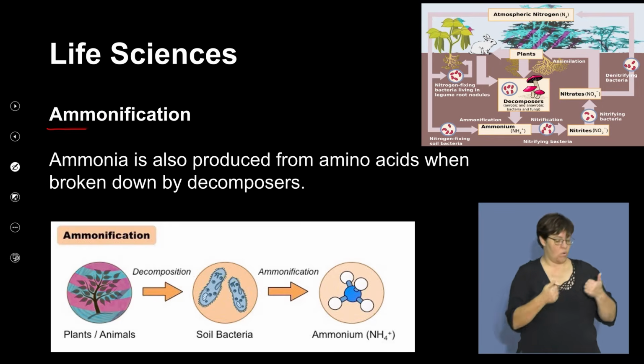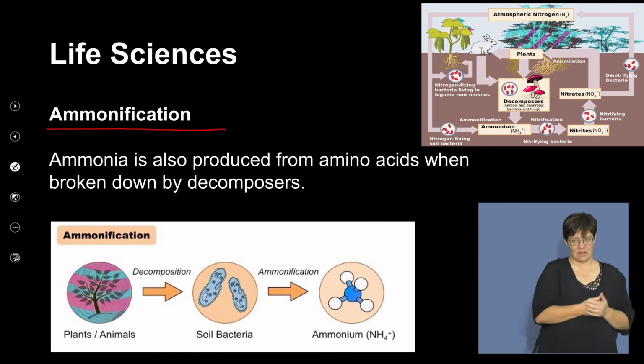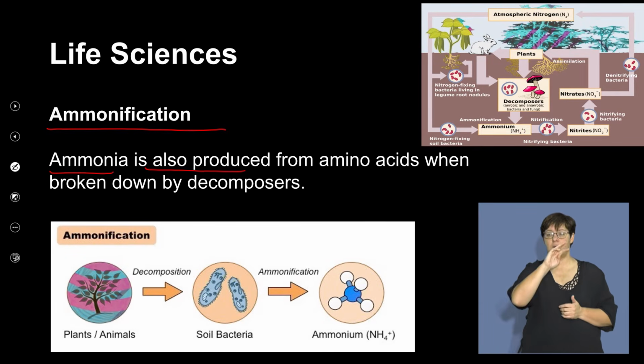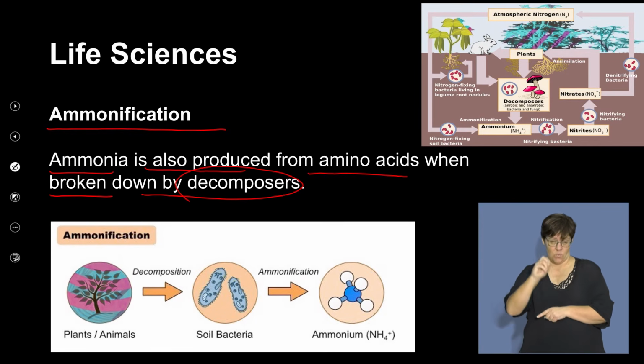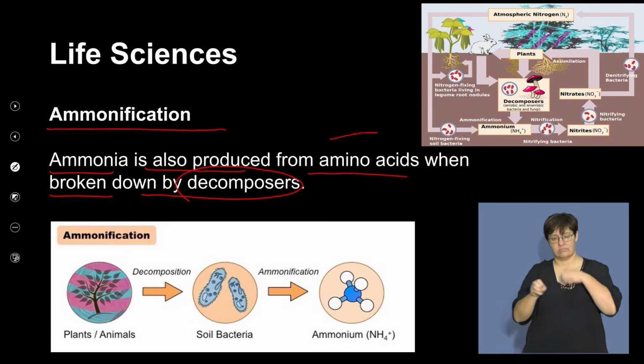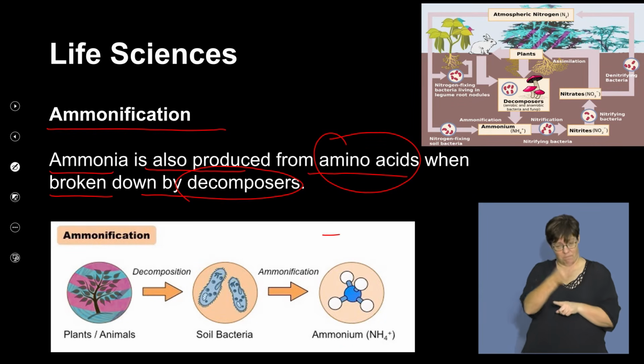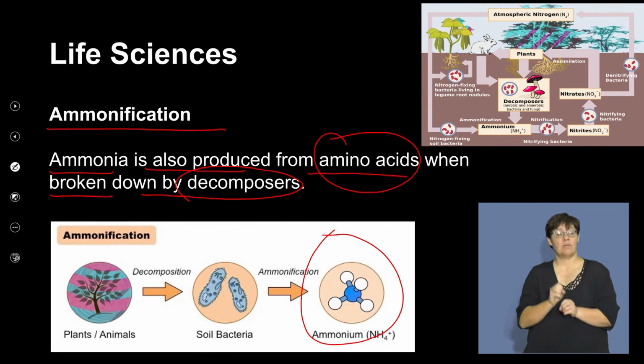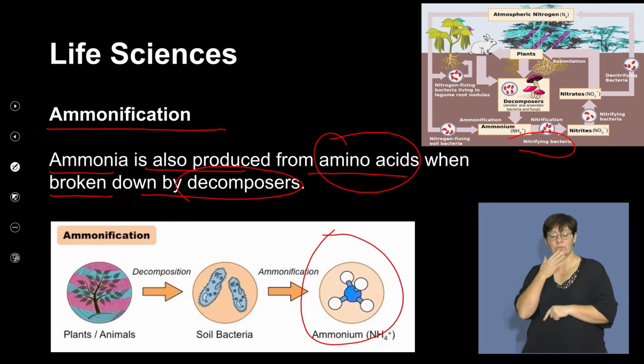So let's look at the word ammonification. Ammonia is also produced from amino acids when broken down by decomposers. So during the process of decomposition, the ammonia is released from the breakdown of amino acids. Again, that is then available, as I mentioned, to your nitrifying bacteria.